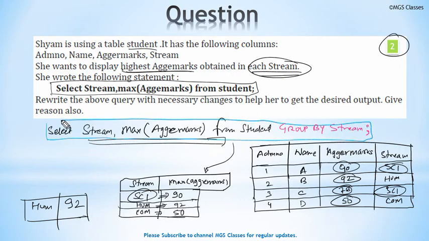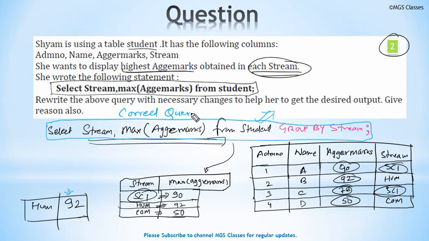I have told you the difference: if you don't write group by, then it will calculate the maximum aggregate marks throughout this column of the student table. But whenever you want the output stream wise, the highest mark of each stream, in that case you need to write this query like this. So this is the correct query.